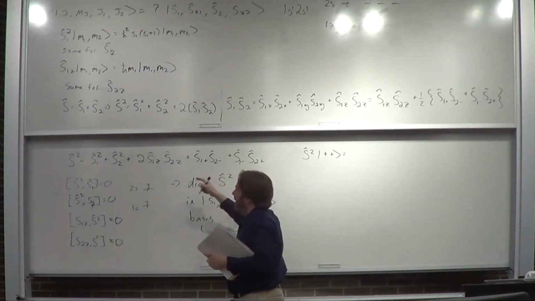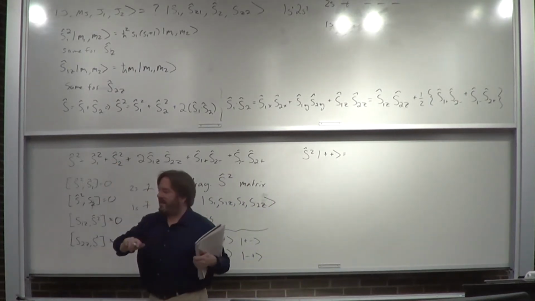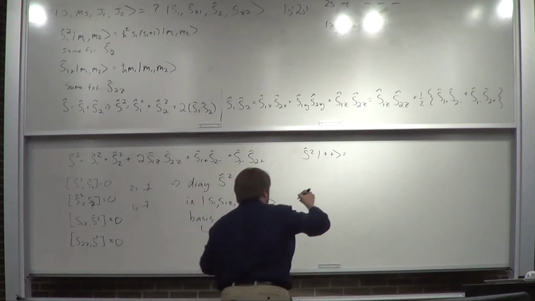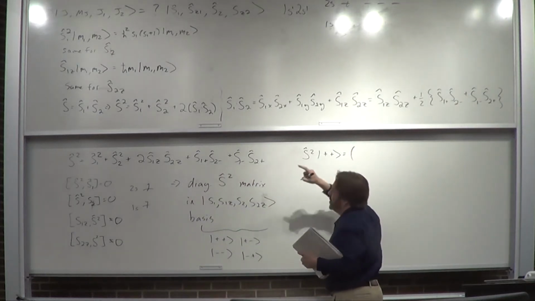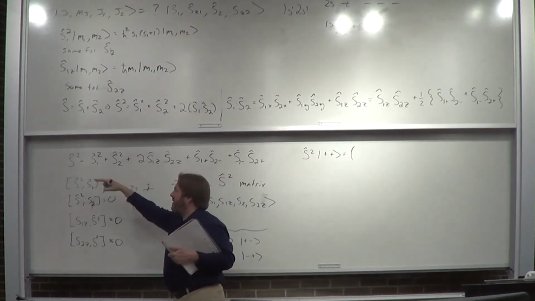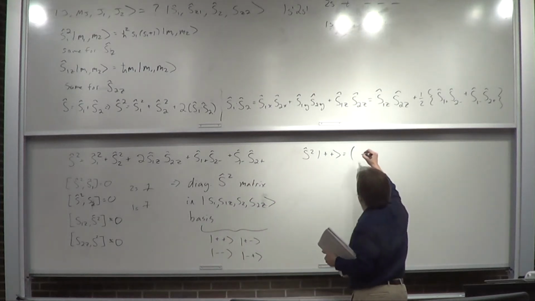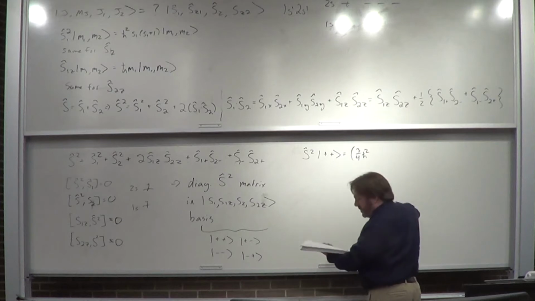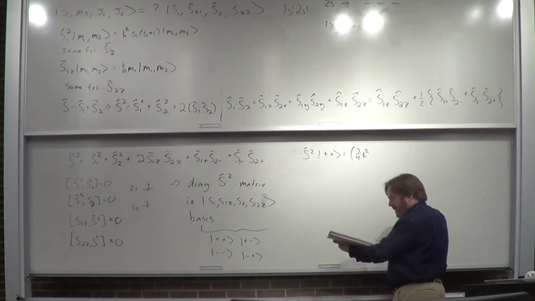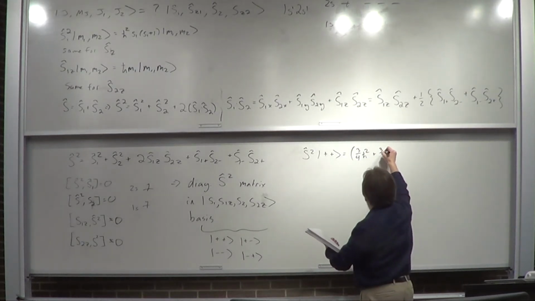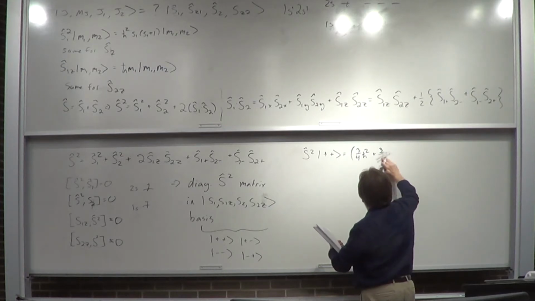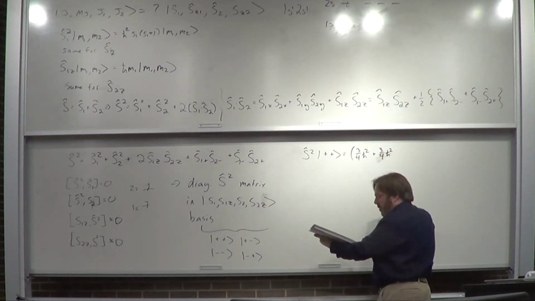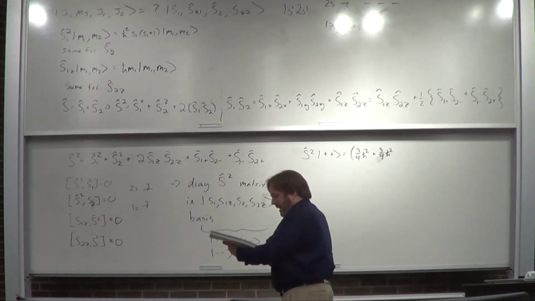Just to show you, you know what this is. 3/4 h bar squared, right? The total spin, we've covered S squared. It's just for the first electron, so that's 3/4. And then the same for the second electron. It's automatically 3/4 h bar squared.